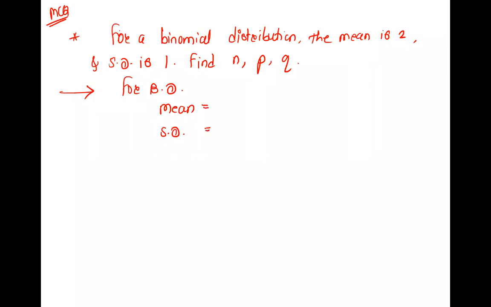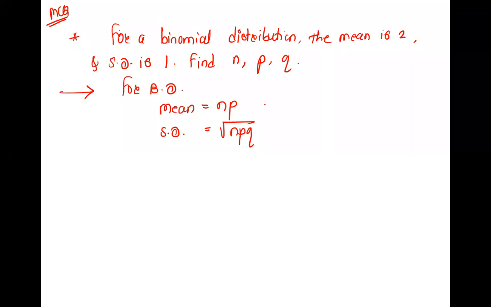Tell me now. We have written the notes. Everything is on that note now. For binomial distribution, what is the mean? NP. Very good. And what is the standard deviation? Root NPQ. Perfect. So mean is given here.